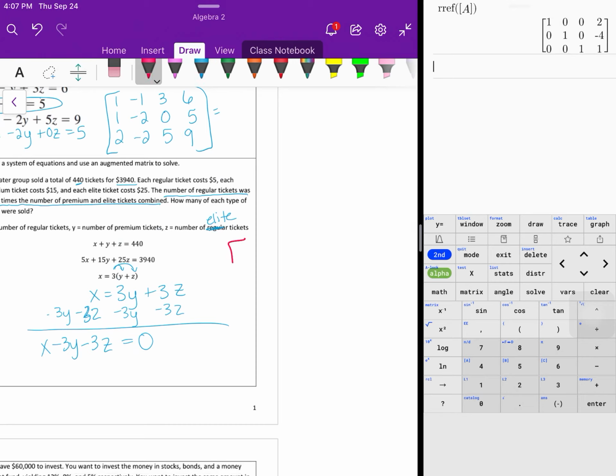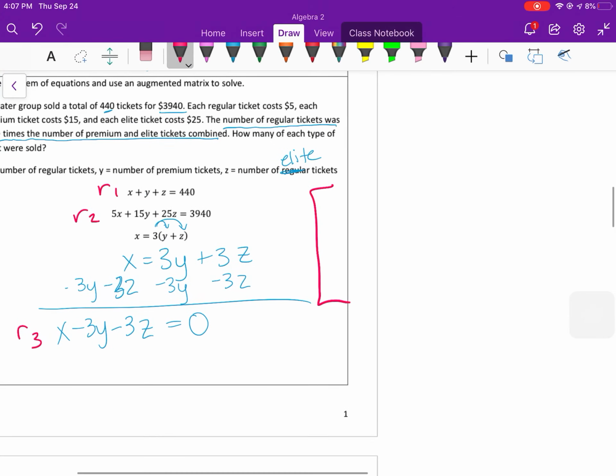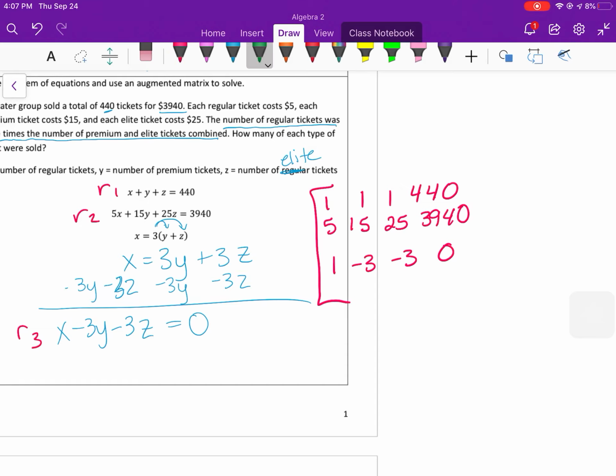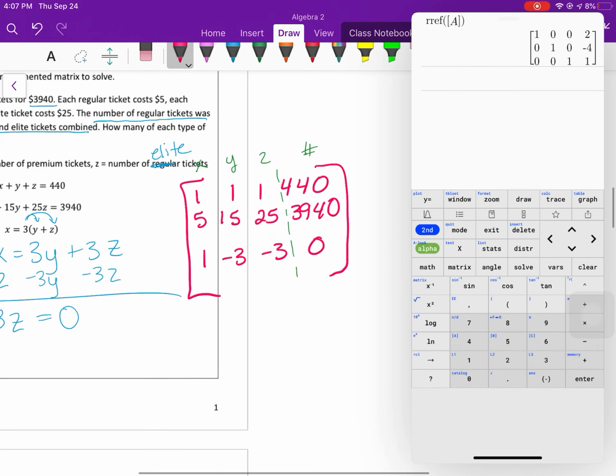So now we could set up our augmented matrix, which is the matrix of coefficients. This is row 1, row 2, and then this would be row 3. Row 1 is 1, 1, 1, 440. Row 2 would be 5, 15, 25, and then 3,940. And then row 3 would be 1, -3, -3, 0. So we have our x's, our y's, our z's. This is our equal, and then these are our constant values. I think it works better with the calculator if I just have it laying over top.